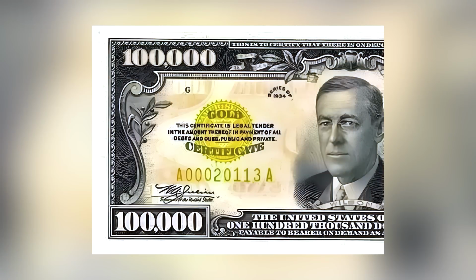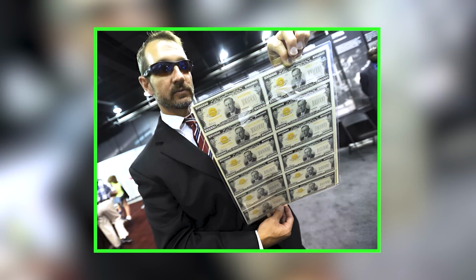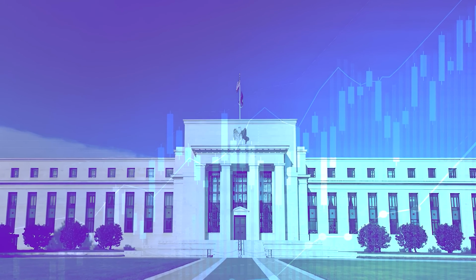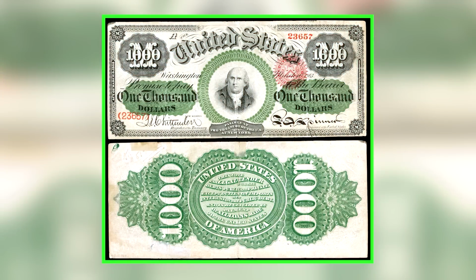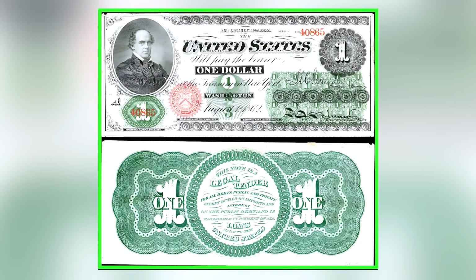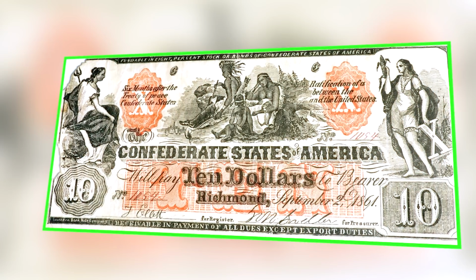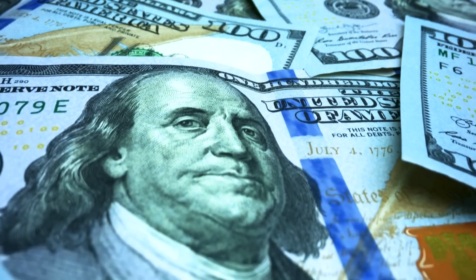The $100,000 bill. The largest denomination ever printed, featuring Woodrow Wilson, was never circulated to the public. It was used exclusively for transactions between Federal Reserve banks. Greenbacks. Dollar bills are nicknamed greenbacks due to the green ink used on the back, introduced during the Civil War to prevent counterfeiting.